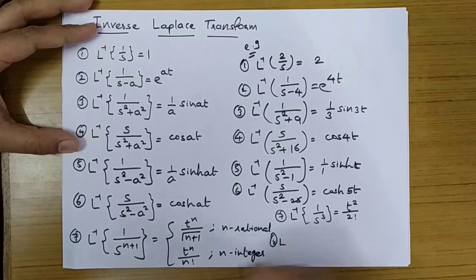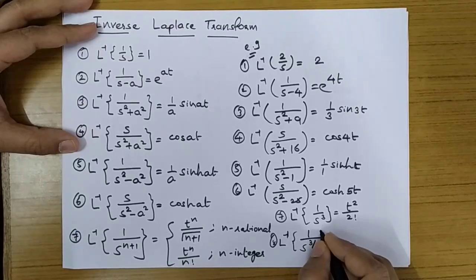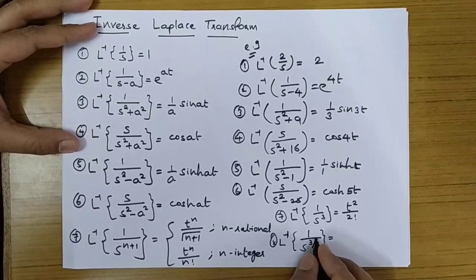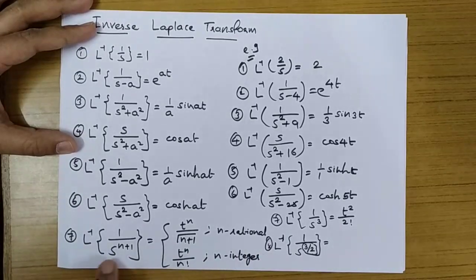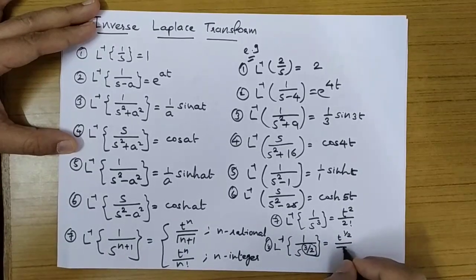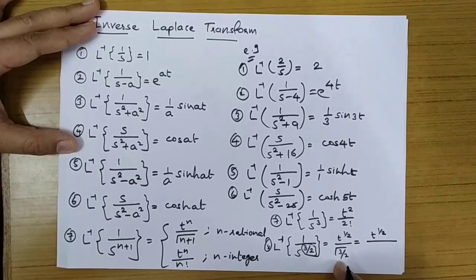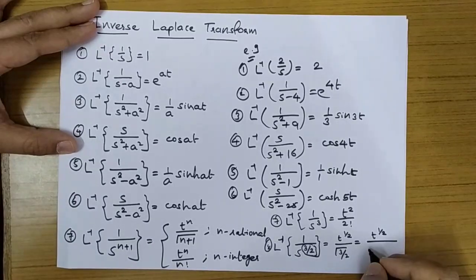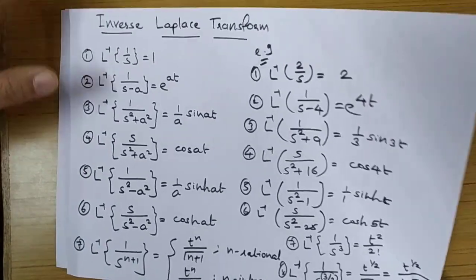Same formula, another question: L inverse 1 by s raised to 3 by 2. Think about it. Here 3 by 2 is a rational number. Since n plus 1 is 3 by 2, n is 1 by 2. So t raised to 1 by 2 by gamma 3 by 2. And what is gamma 3 by 2? You can simplify it as per the property of the gamma function: gamma n plus 1 is equal to n gamma n. So 1 by 2 gamma 1 by 2, but gamma 1 by 2 is root pi. Clear?